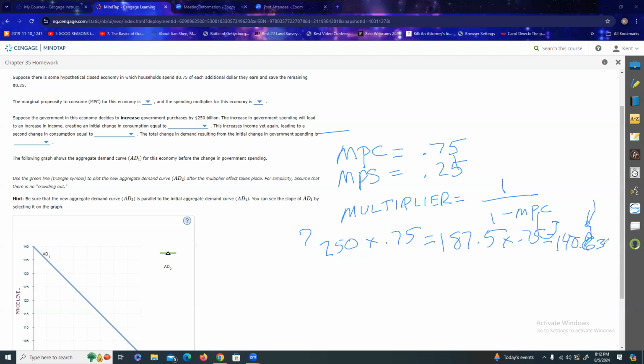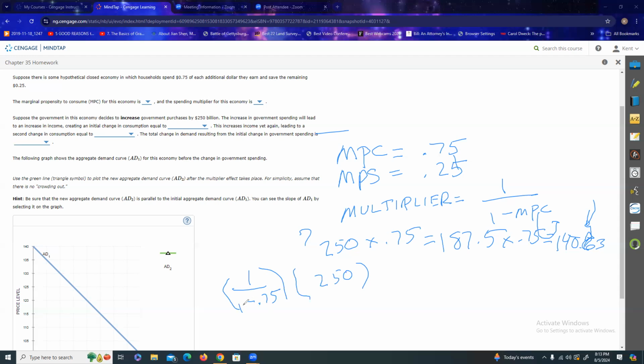Okay. Now it says the total change in demand resulting from the initial change in government spending is the total change in demand. Now it wants to know, after this ripples through round after round, what is the total increase in demand going to be? Well, that's going to be the multiplier, 1 over 1 minus 0.75, 1 minus the marginal propensity to consume, times 250, that initial change in government spending.